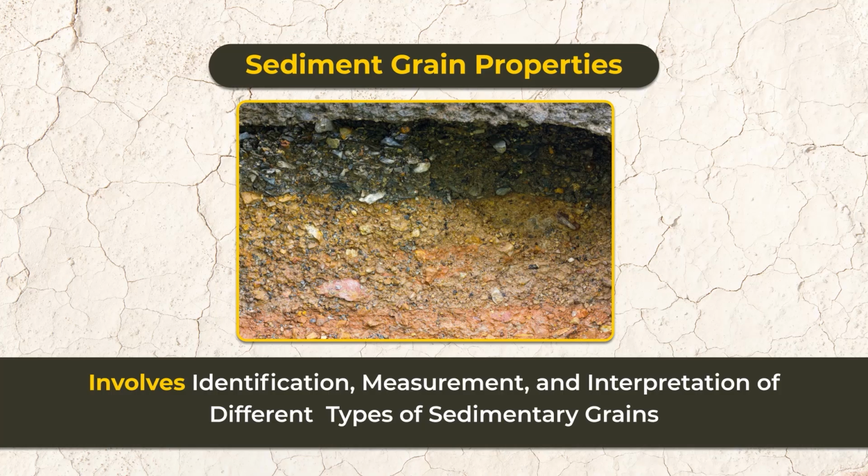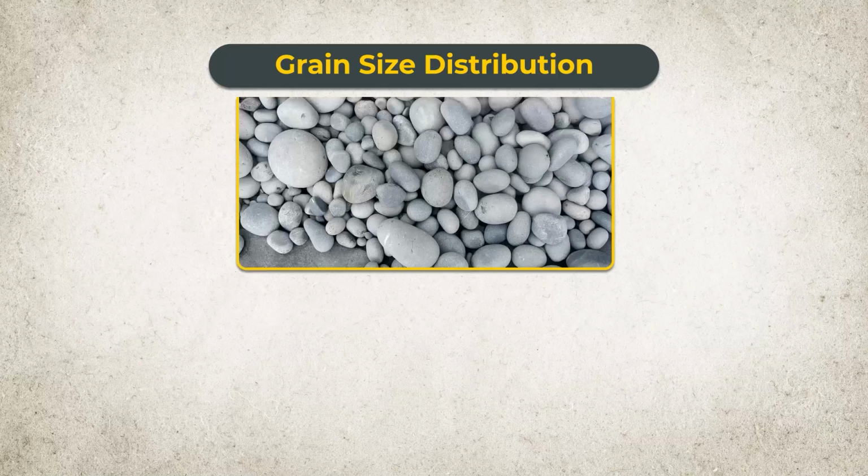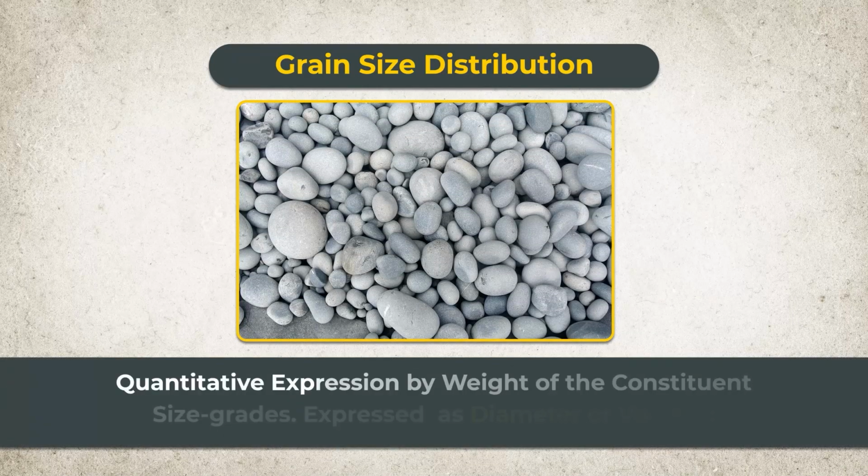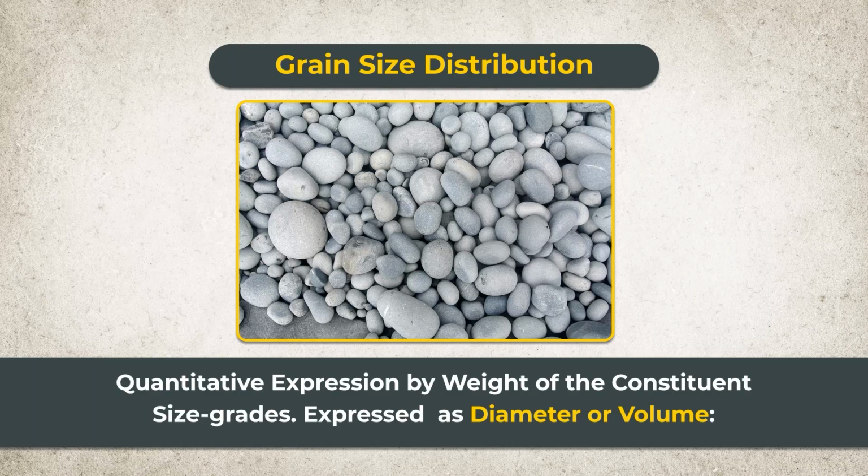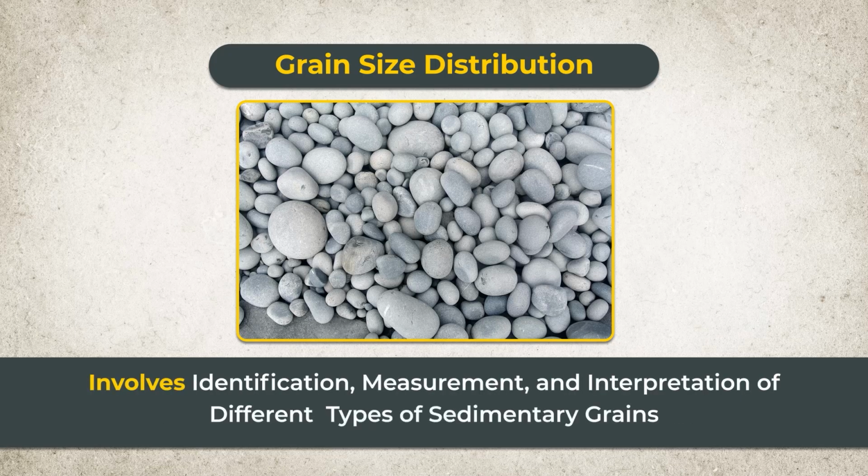That means statistically we will treat the data of grain size, grain shape, and all other properties like roundness, sphericity, all these things will be treated statistically. How are the grains distributed? Grain distribution can be quantitative. If you want to make it a quantitative expression by weight of the constituent grain size, these can be expressed either in the form of the grain diameter or by volume. They can be either very coarse, medium, or fine.